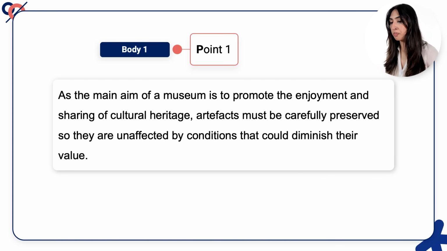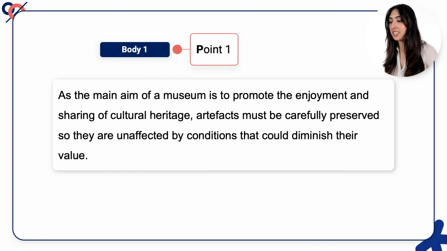Here's my first point. As the main aim of a museum is to promote the enjoyment and sharing of cultural heritage, artifacts must be carefully preserved so they are unaffected by conditions that could diminish their value. This sentence outlines how museums protect important cultural artifacts. Notice the strong sentence structure as well.